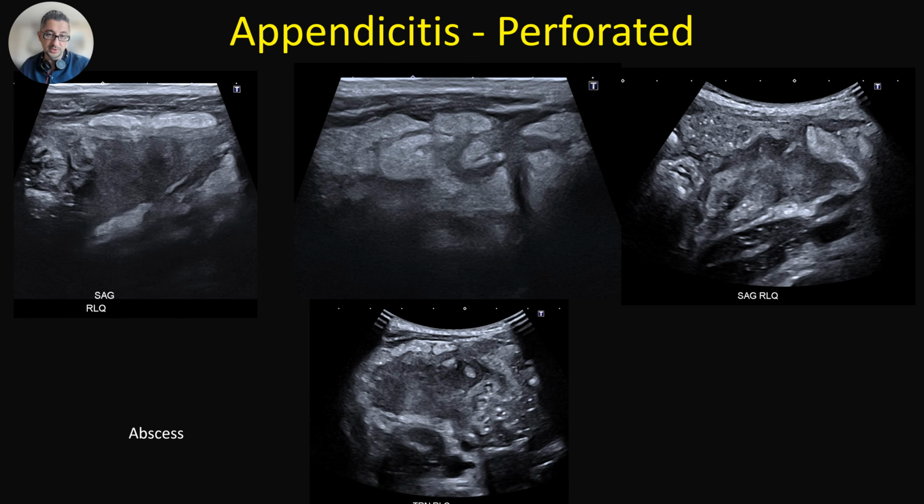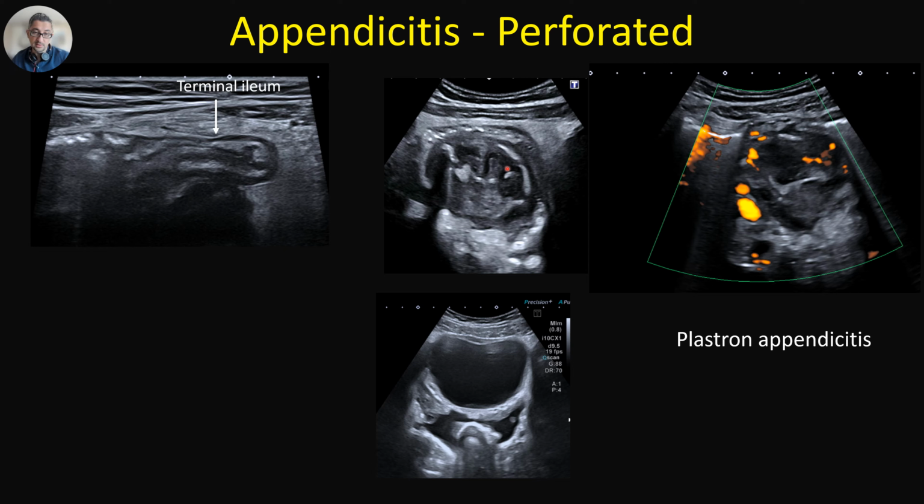When perforation occurs, there is usually significant inflammation in the right lower quadrant. We can see it as increased echogenicity, creeping fat, complex fluid collections, as you can see here. And the omentum may appear as an echogenic structure trying to restrain the abscess or site of perforation.